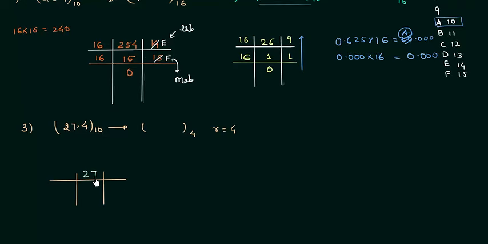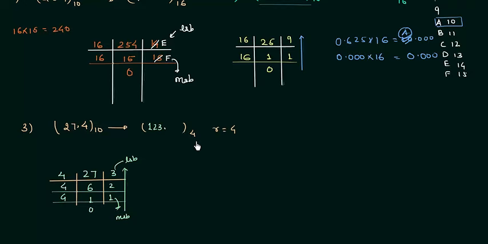27 is the integer part, and we will divide it by 4. Quotient is 6 and remainder is 3. We will again divide 6 by 4. Quotient is 1 and remainder is 2. We will divide this 1 by 4. Quotient is 0 and remainder is 1. We will start from bottom and go to top. So MSB is 1 and LSB is 3. So 1, 2, 3 is the integer part for the number in base 4.